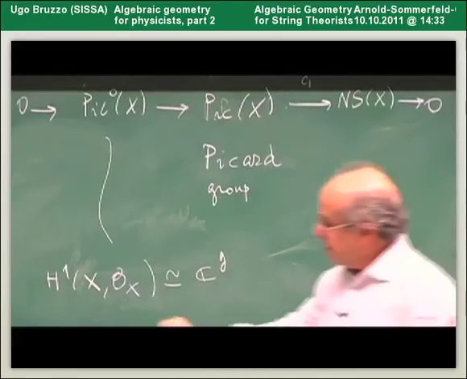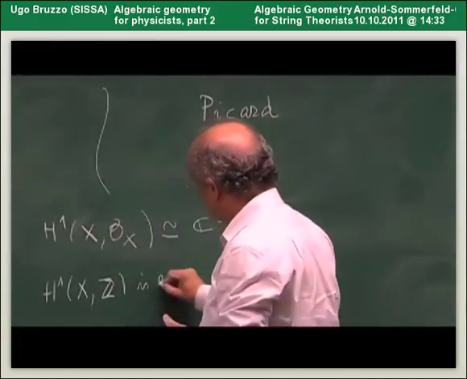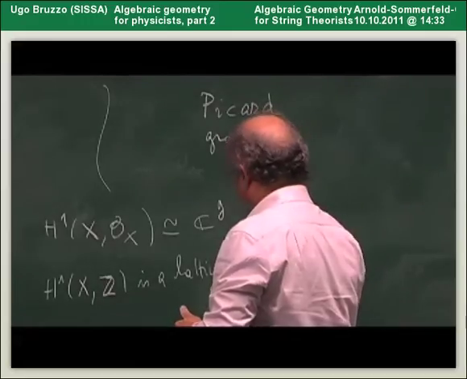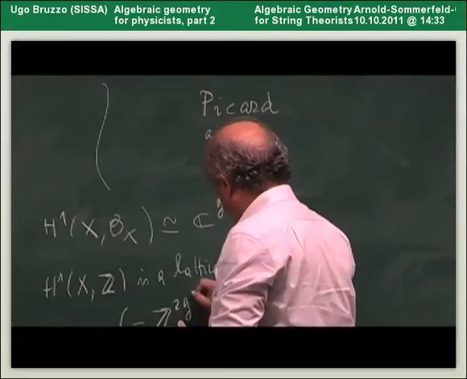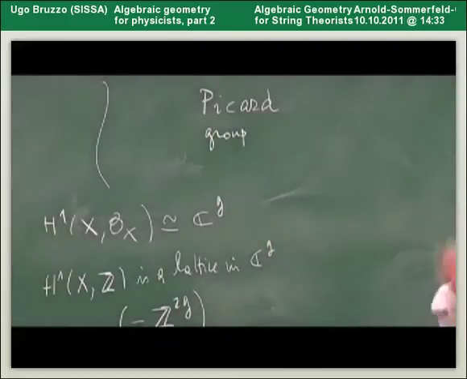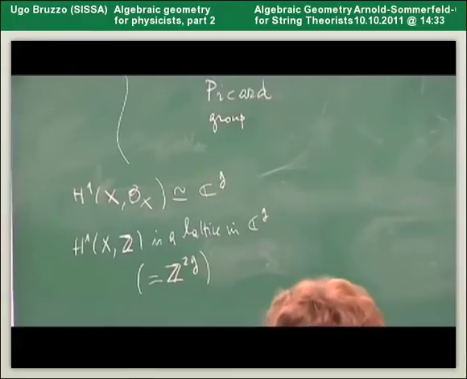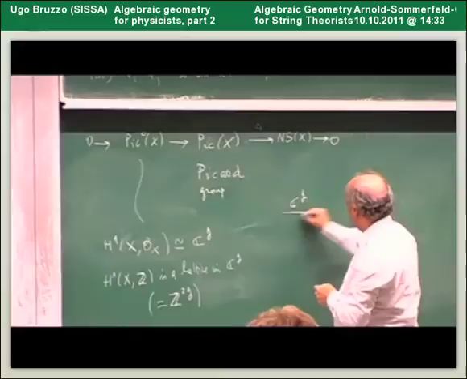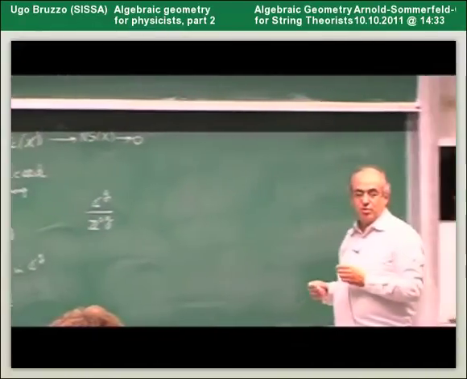And then you can prove that this is a lattice in C^g, meaning that it is Z to the power 2g with some non-degenerate embedding into C^g. And if you have an eye for such things, you realize that the quotient is a torus, because it turns out to be something like this. So this is a complex torus of dimension g.